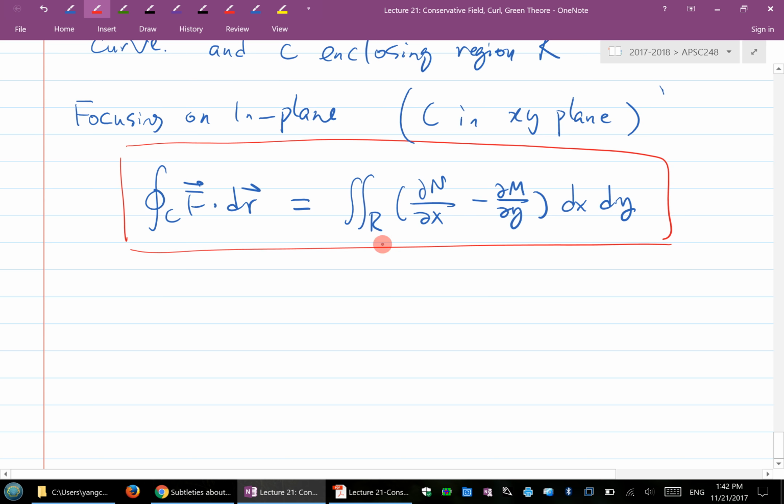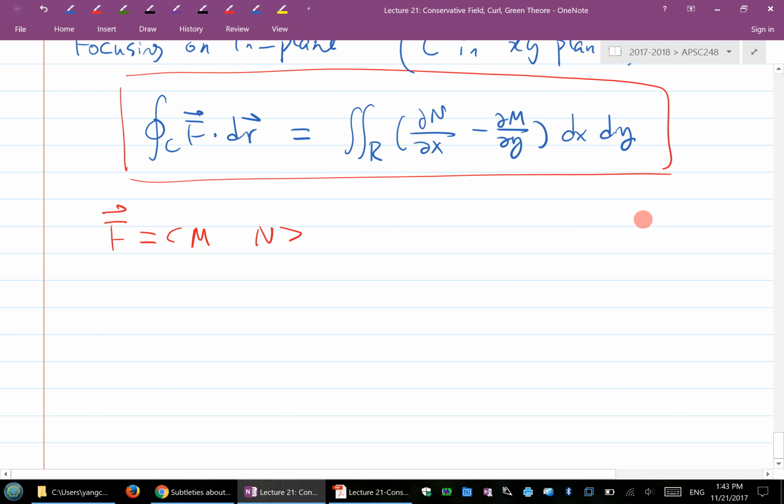You just have to know R is the region enclosed by C, and you have to calculate the two partial derivatives here. So the F vector field here is M, N. Okay, so this is the idea of this one. Let's take a look at the example here. It should be quite simple, okay, to illustrate.